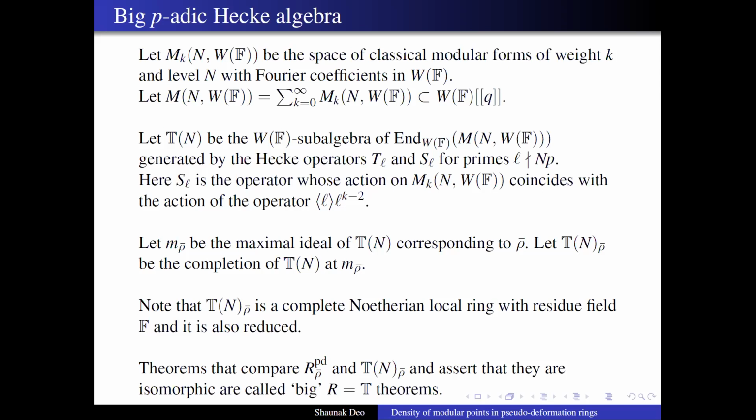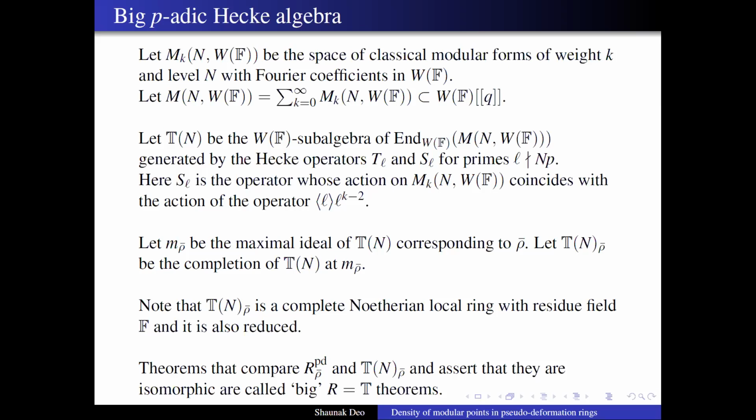So that's why the title, density of modular points in pseudo-deformation rings, comes from here: whenever we establish a big R is equal to T theorem, which just shows that Tn rho bar is isomorphic to R PD rho bar, it tells us that deformations coming from modular forms are dense inside the universal deformation space of rho bar. And therefore, for example, the question we started with: does every lift of rho bar to a finite extension of W F come from an arithmetic object? If the big R is equal to T theorem holds, then we can say that it does come from a p-adic modular form, because it will be a limit of deformations coming from classical modular forms. So by definition, it will come from a p-adic modular form.